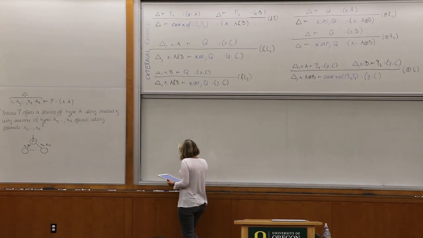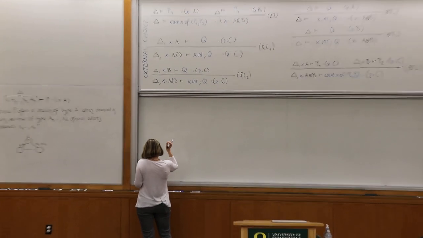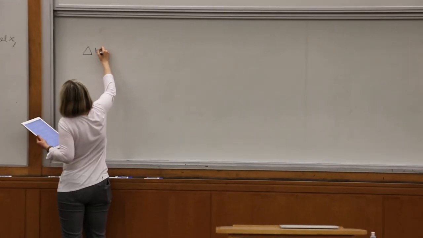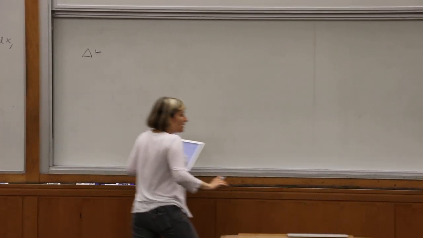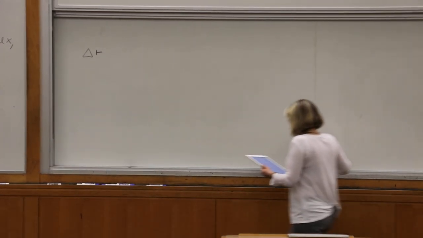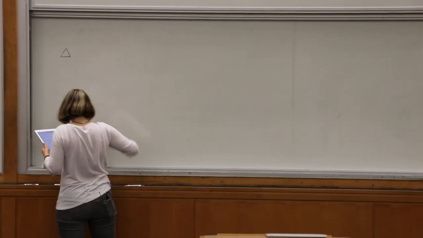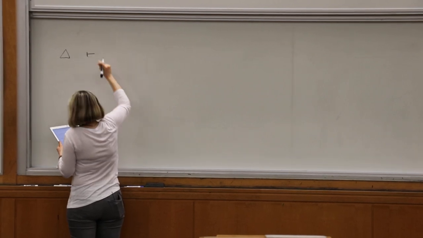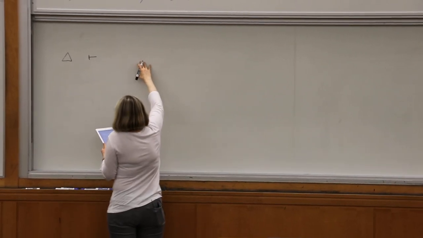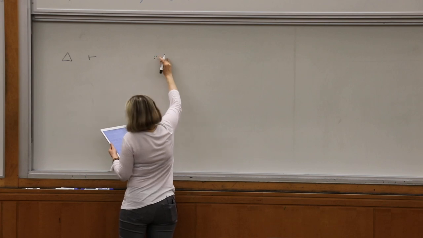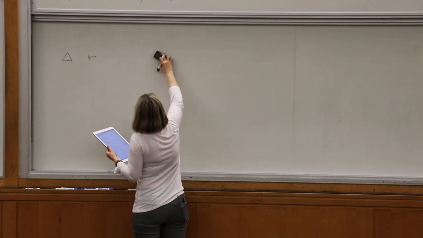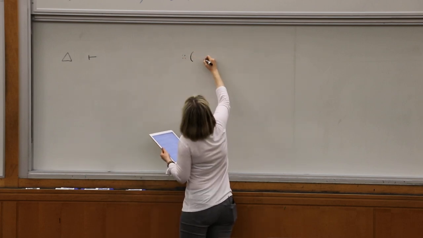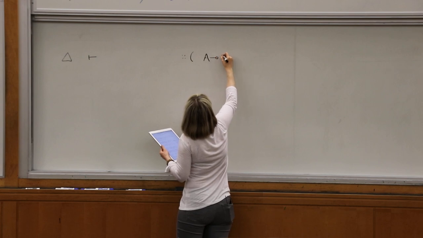So let's write the connective down first, basically the linear rule. So given a delta, I need more space. Okay, given a delta, then there's going to be a process term here. Maybe I'll give myself a little bit more space. I can prove an A lolly B.